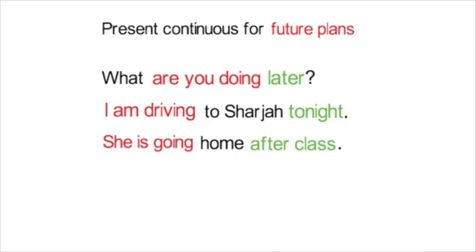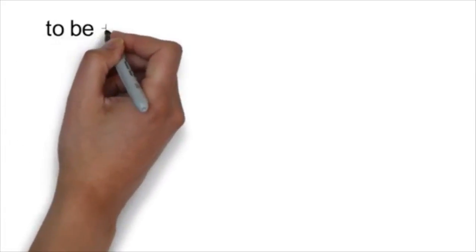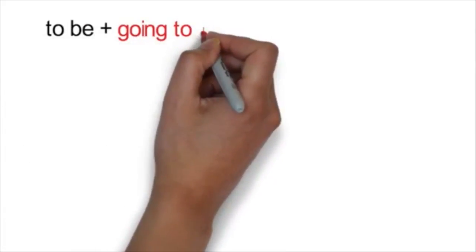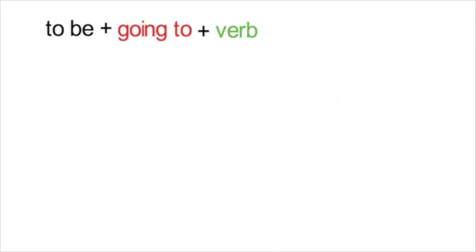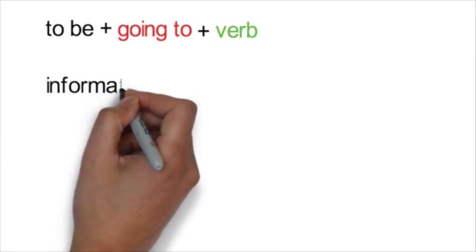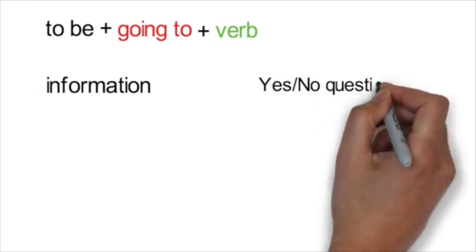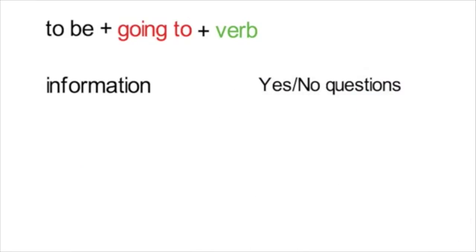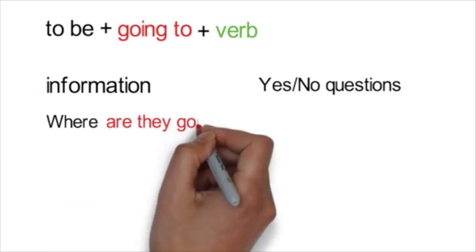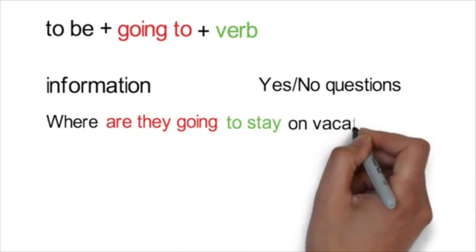We are going to examine how to make questions using the verb to be plus going to plus verb. There are two types of questions in English: information questions and yes/no questions. Information questions are answered with information and not just yes or no. The questions also begin with the question word. For example, where are they going to stay on vacation? Or, where is he going to stay on vacation?